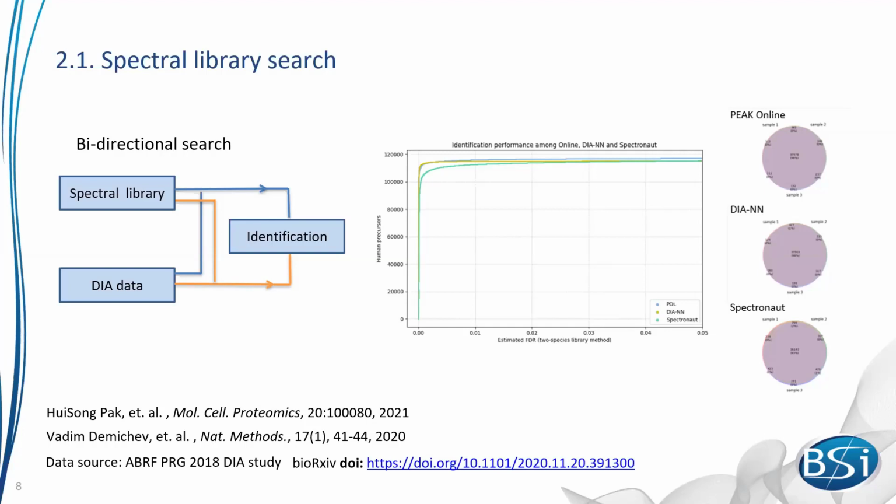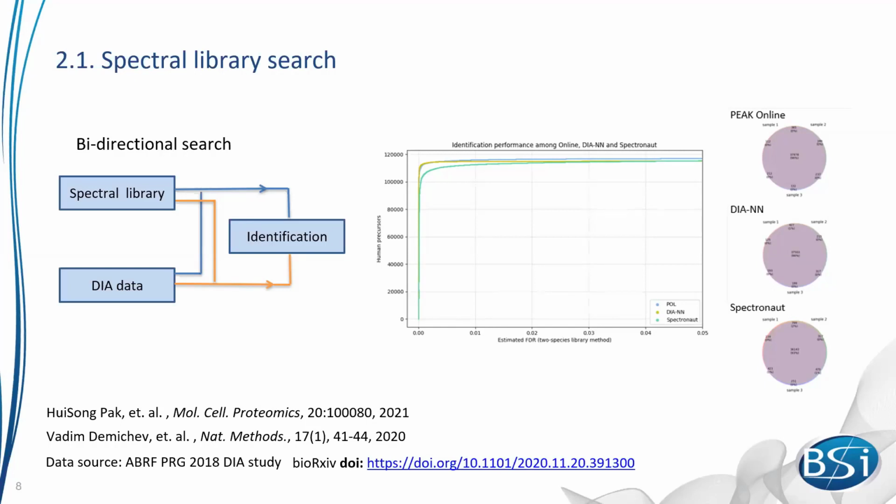From this one, you can see in the middle that PICS Online and DIA-NN give very similar identification rates, slightly better than Spectronaut. Surprisingly, the overlap between different runs shows very high reproducibility. For PICS, it even reaches a 96% overlap. And that really shows that DIA is unbiased, a unique feature for proteomics.